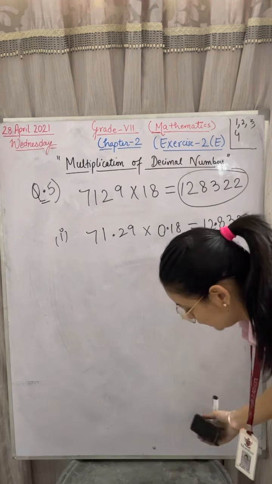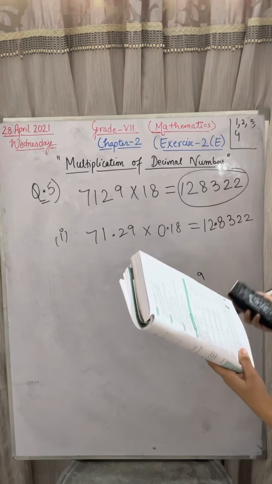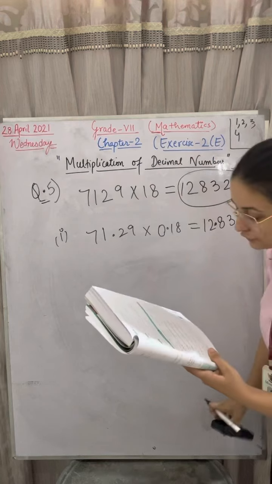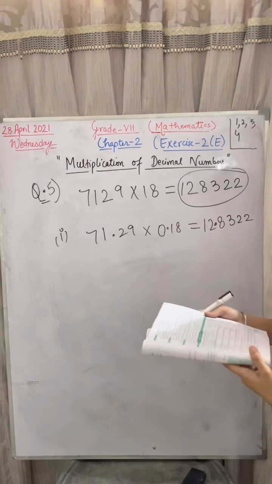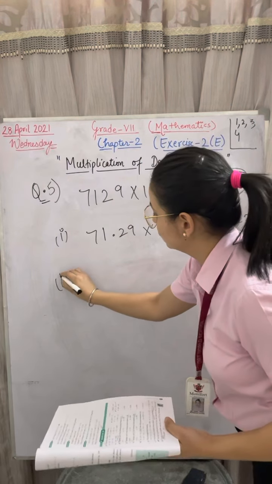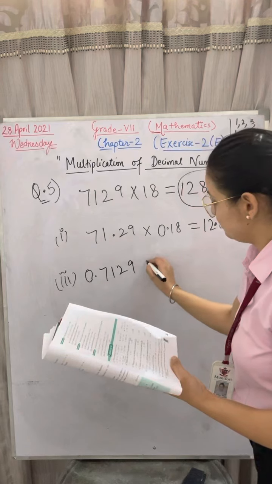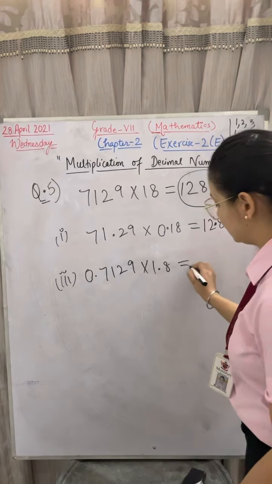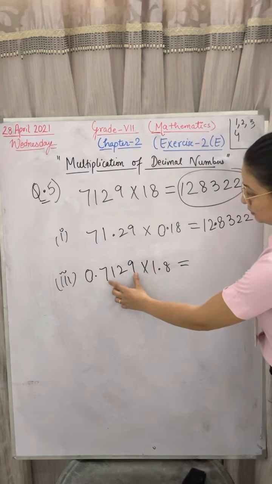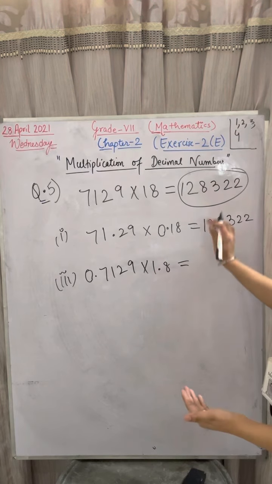Now I'm doing the second part. I will not do the third part yet; you tell me which part I should do, third or fourth? Suppose I'm doing the third part: 0.7129 multiplied by 1.8. The terms are the same, the values on the left hand side are the same, only the decimals they have given differ. So your answer will be the same.